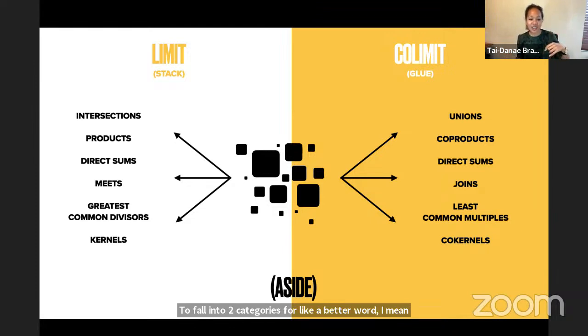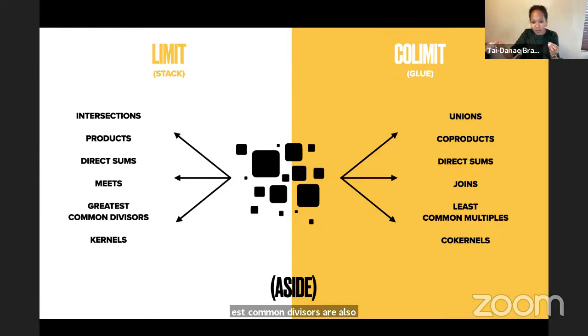So on the one hand, you can form what's called the limit of those objects. Depending on how that's constructed, these have familiar names like the intersection of two sets, or the Cartesian product of two sets, or the Cartesian product of two topological spaces, direct sums of vector spaces, meets. If you have a lattice and you ask for the meet, or the minimum element in the collection in your lattice, that's actually an example of a limit. Turns out greatest common divisors are also examples of these things.